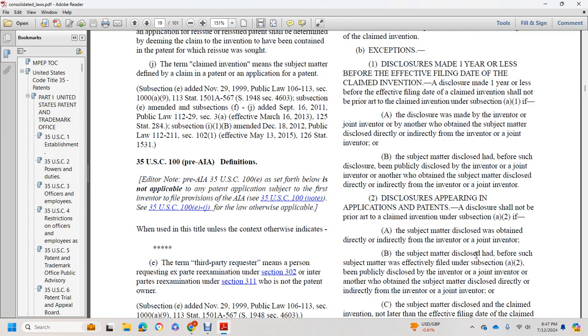if the subject matter disclosed was obtained directly or indirectly from the inventor or joint inventor, or if the subject matter disclosed had, before such subject matter was effectively filed under subsection (a)(2), been publicly disclosed by the inventor, joint inventor, or another who obtained the subject matter disclosed directly or indirectly from the inventor or joint inventor.